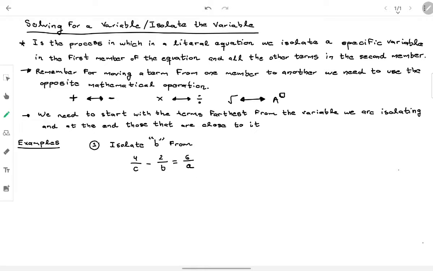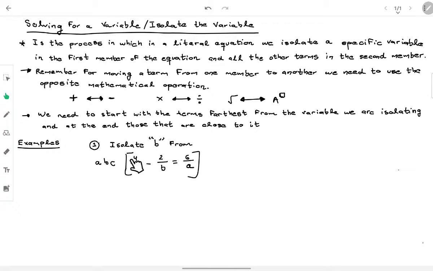Imagine we have this specific formula, 4 over c minus 2 over b equals 6 over a. Remember, if we have fractions and you don't want to work with fractions, we can multiply by the least common multiple. So in this exercise, the least common multiple is ABC. So we will multiply the whole equation by ABC.